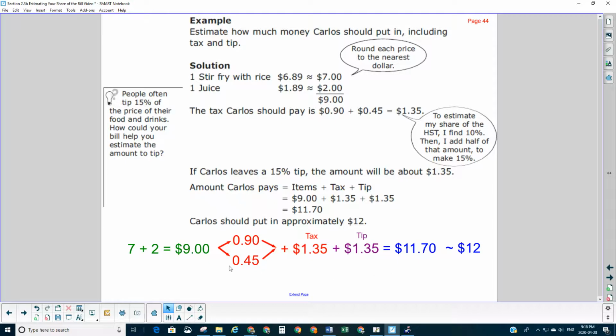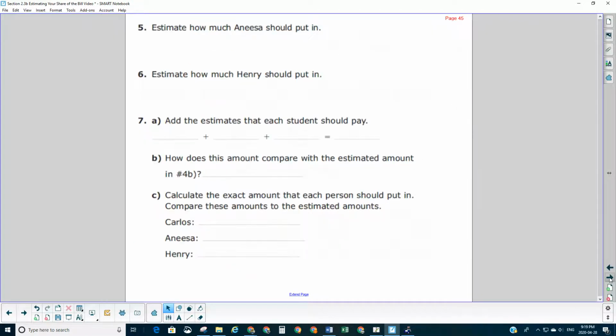You can even estimate this by doing $9 plus 1 plus 1, so 9 plus 1 is 10, plus 1 is 11, plus another 35 and 35 is about another dollar to get us to $12. Okay? So this is what we're going to fill in on page 45, even though it represents this whole bit of math. Okay? So let's turn now to page 45 and try and do how much Anissa should put in.